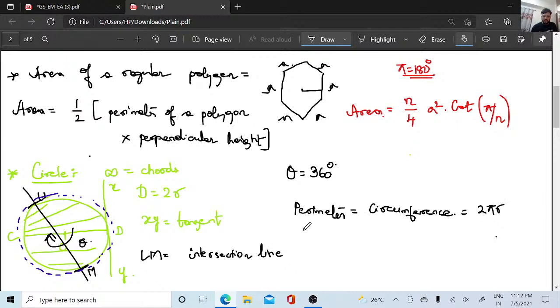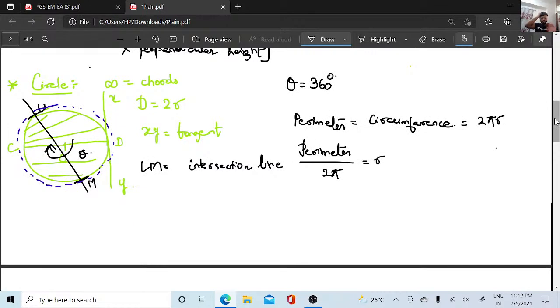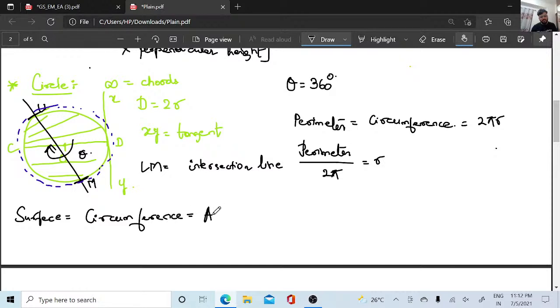Yes, I can also find my radius here with a simple one. Perimeter divided by 2 pi will also give me the radius of this circle, right? Yes, the surface, the circumference, or the arc of a circle, all these three are nothing but 360 degrees. They form the whole circle, which is 360 degrees.